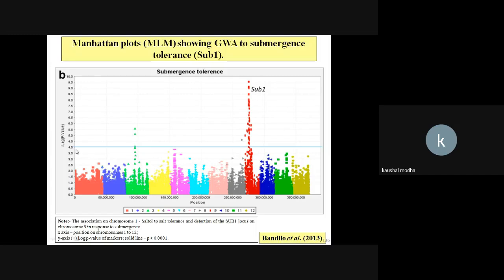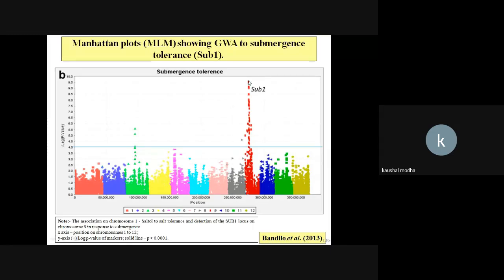This is a Manhattan plot for association mapping. And this is the mixed linear model taking into consideration population structure and genetic relationship. This is the threshold value for the error probability, which is 4. As this value increases, the error probability decreases. So we are getting more and more significant SNPs associated with the trait if the points go above the threshold value.